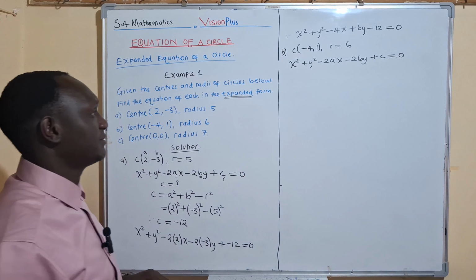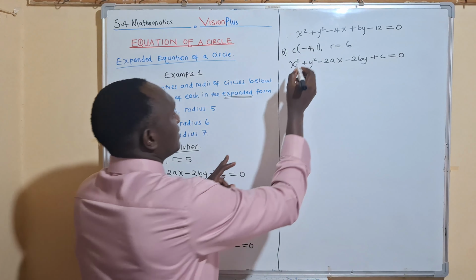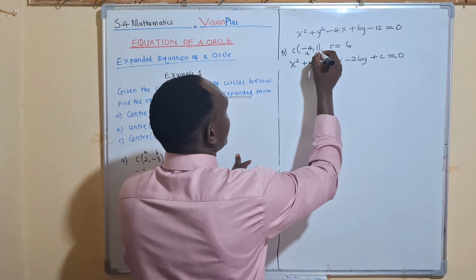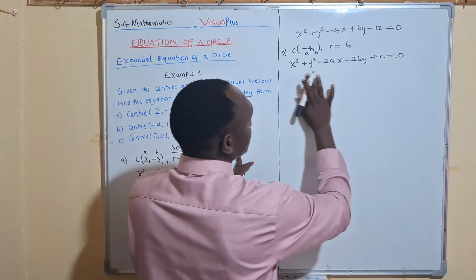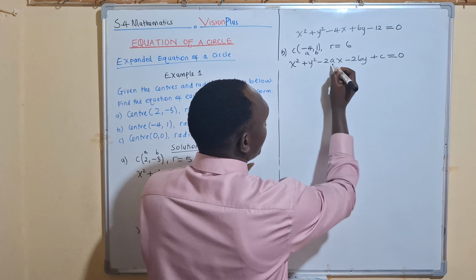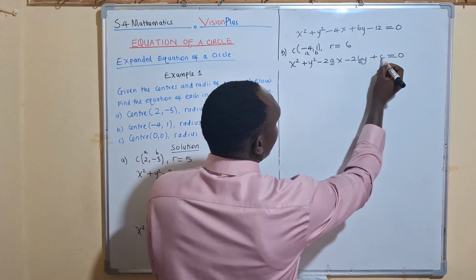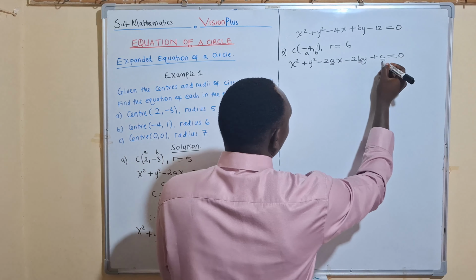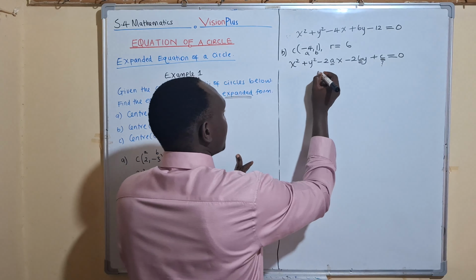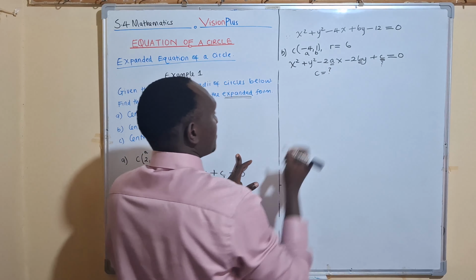What do you do here then? We have A is here, we have B, and we have R. But in the equation, there is nowhere we are seeing R. We only have A, B, and C. A and B are given as coordinates of the center, but we do not have C. So we need to find C, but we are not given C, just to substitute.